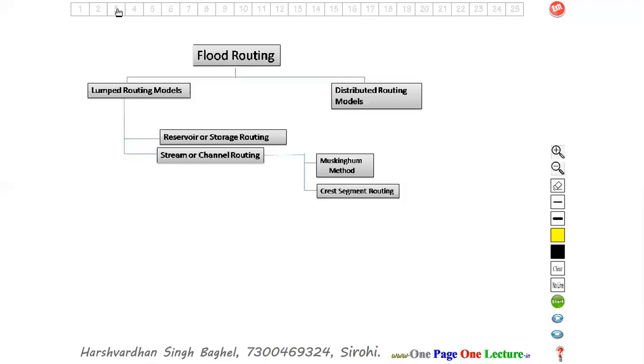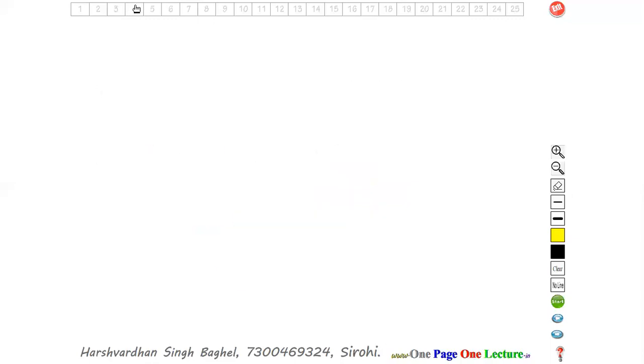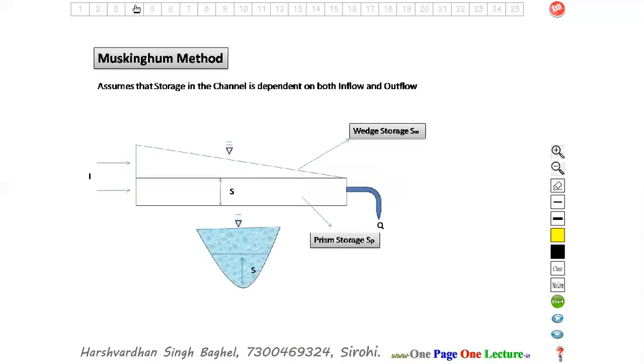The stream channel routing can be determined by using two methods, that is the Muskingum method and the test segment routing method. The most popular method is the Muskingum method. The Muskingum method considers that there is a channel in which I is the inflow and Q is the outflow. So this is the I inflow and this is the Q outflow. If we consider a channel having a sloping surface, that is a longitudinal slope, then we can divide the whole channel into two portions.